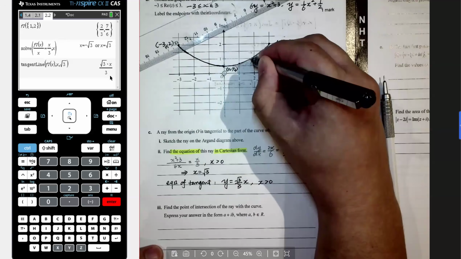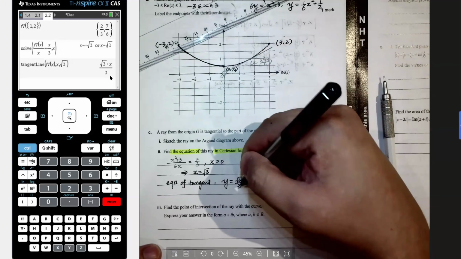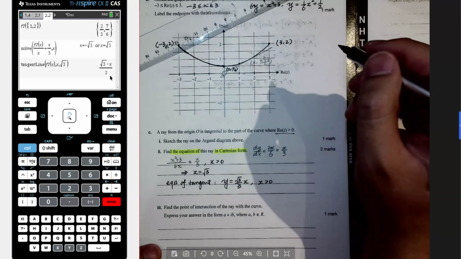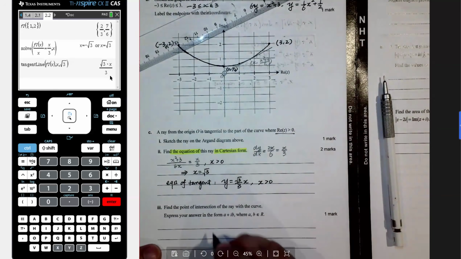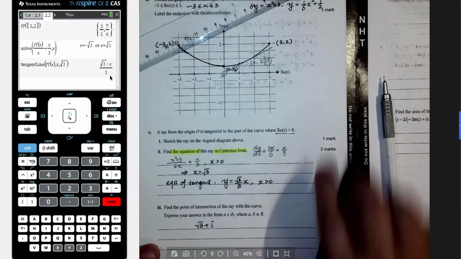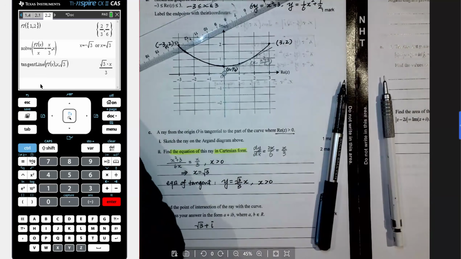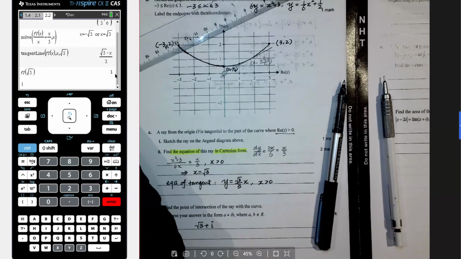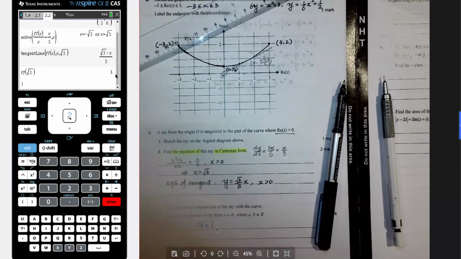So you can see the gradient is root 3 over 3. So the x value is just root 3, and the y value, I would say, is 1. So root 3 + i. Okay, I can verify this one. f1 of the square root of 3, that's 1, yes. So that is the requirement.